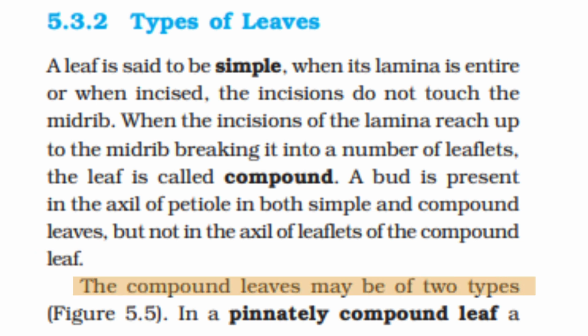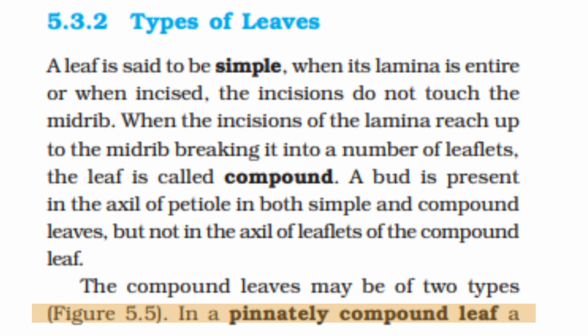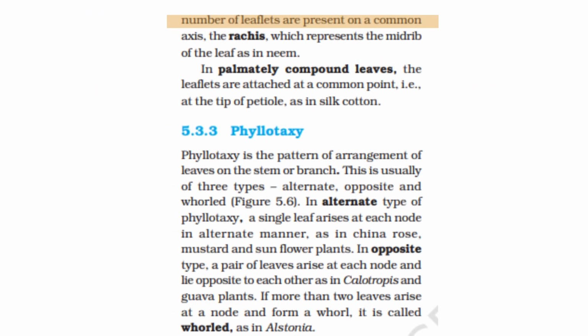The compound leaves may be of two types. Figure 5.5. In a pinnately compound leaf, a number of leaflets are present on a common axis, the rachis, which represents the midrib of the leaf, as in neem. In palmately compound leaf, the leaflets are attached at a common point, that is, at the tip of the petiole, as in silk cotton.